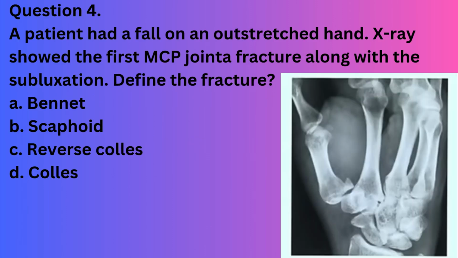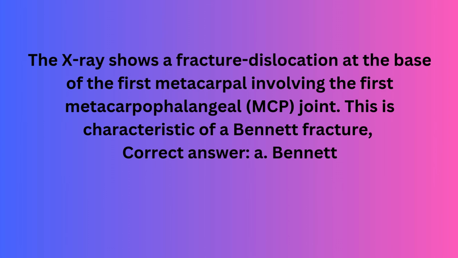Question 4. A patient had a fall on an outstretched hand. X-ray showed the first MCP joint fracture along with subluxation. Define the fracture. A. Bennett. B. Scaphoid. C. Reverse Colles. D. Colles. The X-ray shows a fracture dislocation at the base of the first metacarpal involving the first metacarpophalangeal (MCP) joint. This is characteristic of a Bennett fracture.